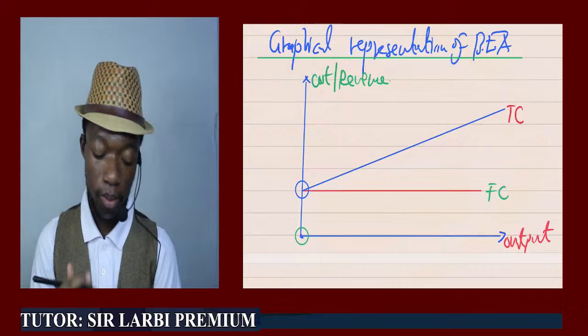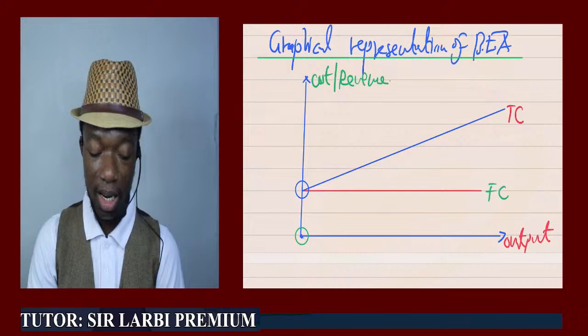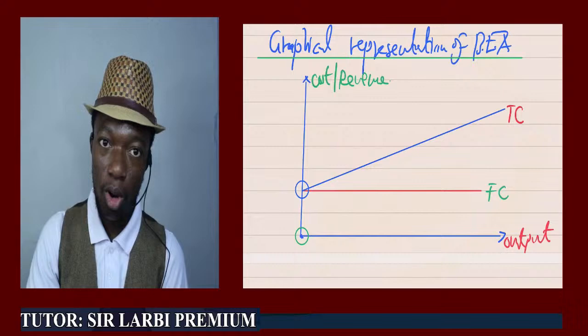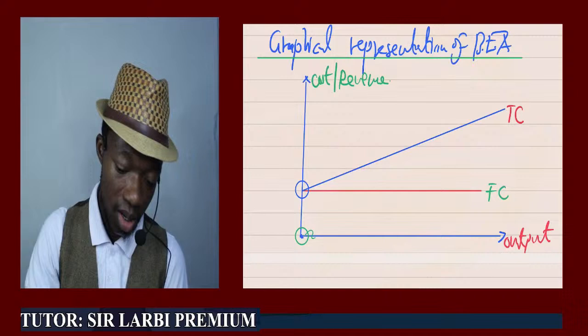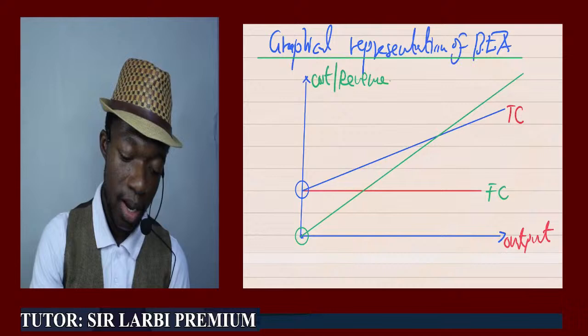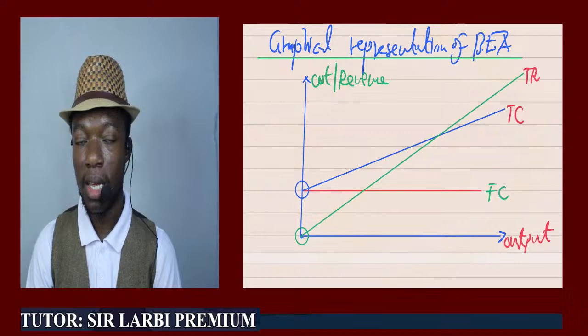And if you remember, I said something about the point of origin, that is, the point where the cost or revenue curve and the output would meet. At the point of origin, that's where we also have our total revenue. So total revenue also starts from the point of origin and cuts across both fixed cost and total cost. So this is going to give us our total revenue. Now we have the curves smoothed down here.